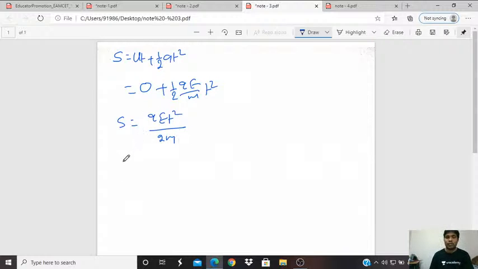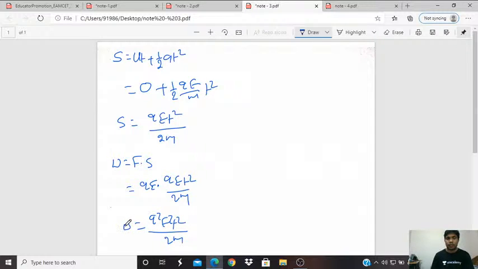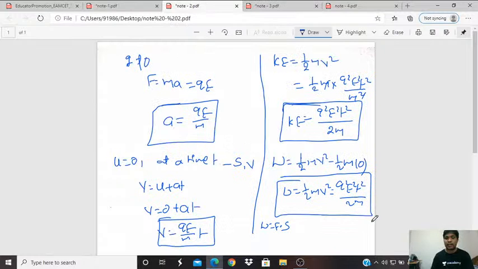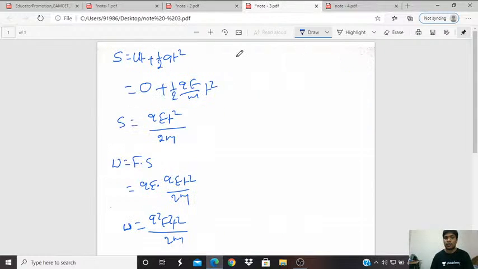So work will be what? Force into displacement, means in another formula, force is QE into the displacement QE t square by 2m. Again it is Q square E square t square by 2m. So work done is nothing but kinetic energy. See? Okay, so like this we can derive.